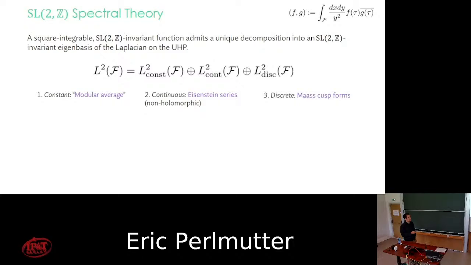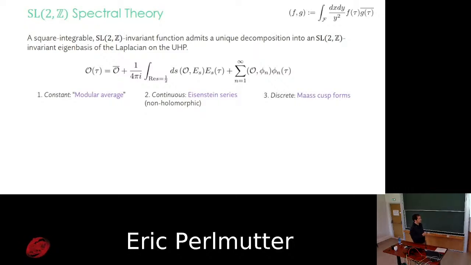The first is a constant term, which, as I'll explain with equations momentarily, is just the average of the function over the fundamental domain. The second is a continuous branch, which is spanned by a certain continuum of non-holomorphic Eisenstein series. And the third, more mysterious subspace, is spanned by what are called Maass cusp forms. And there's an infinite number of them. They form a discrete subspace.